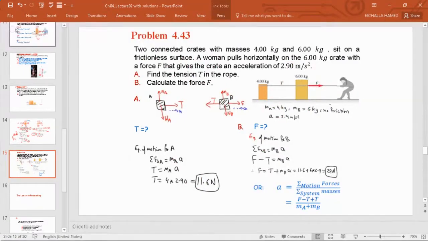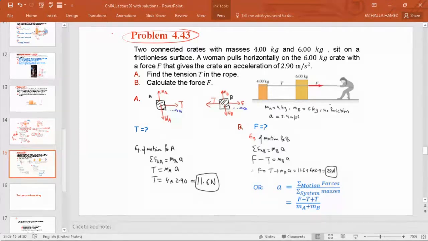Another example here. Two connected crates with mass 4 kg and 6 kg sit on a frictionless surface. A woman pulls horizontally on the 6 kg crate with a force F that gives the crate an acceleration of 2.9 meters per second squared. Find the tension T in the rope, and calculate the force F.